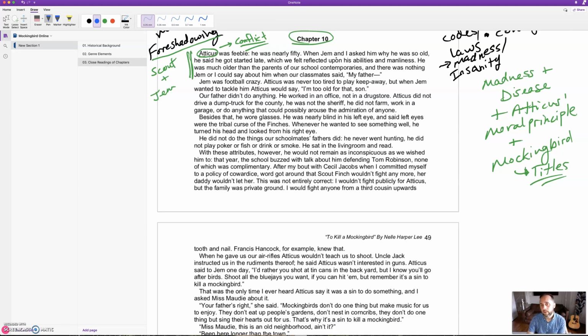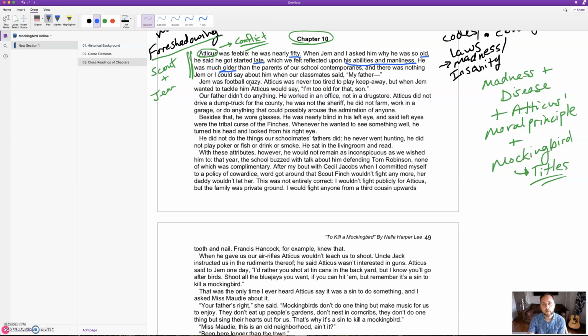So, how do the children feel about Atticus? They think he's really old. Why is he really old? Well, he's 50, which is a little bit older than their friends' parents, because he got started late. Okay? But they feel that reflected on his abilities and manliness. So he's not as much of a real man's man kind of father figure because of this, in their view.